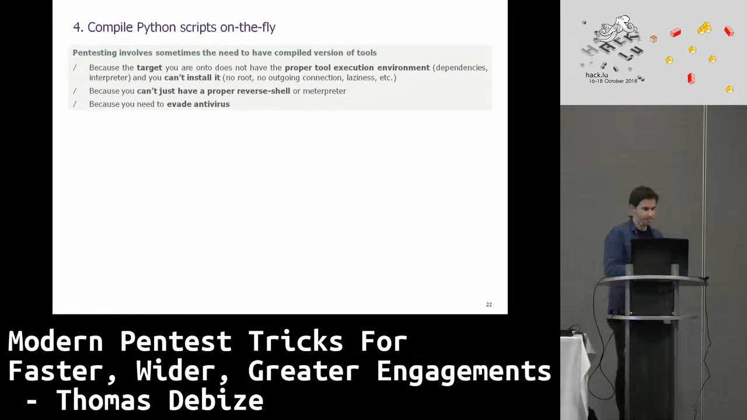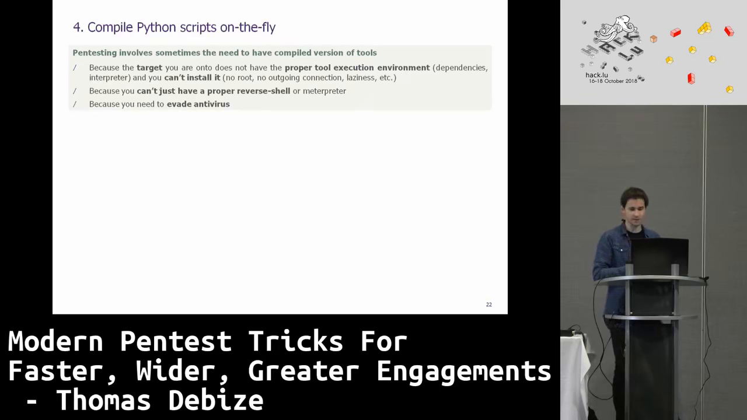And finally, maybe the latest but not the least trick is to compile Python scripts on the fly, because in many cases you need to have a compiled version of tools independently of your language, independently of your targets and so on. Sometimes you're on the target, but you don't have the proper tool execution environment. Let's say, I think you ever messed with PowerShell versions, like PowerView or Kerberos scripts and so on, not having the proper PowerShell version installed on your target. And you cannot install some stuff because you are not root, you don't have any outgoing connection to the internet also. You are lazy. That's a good excuse.